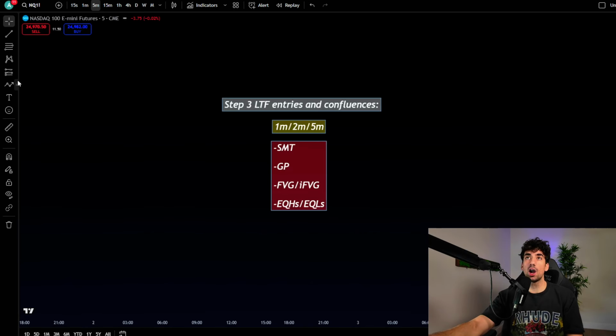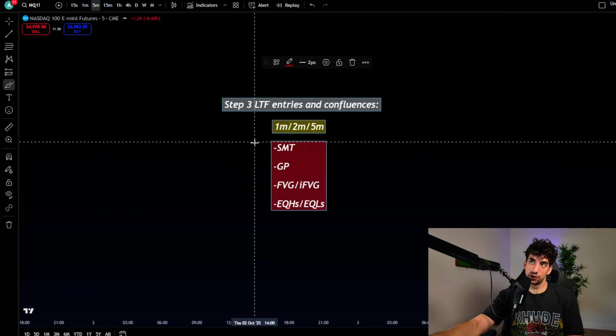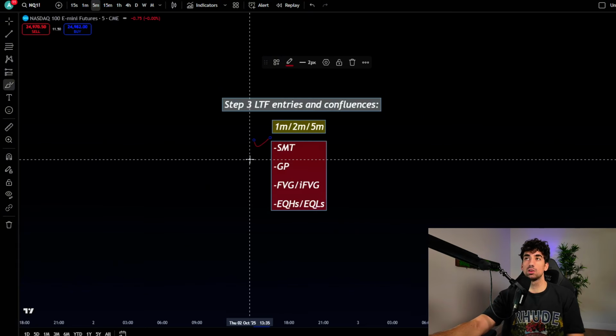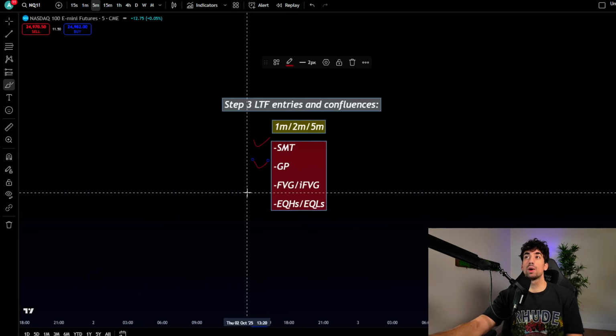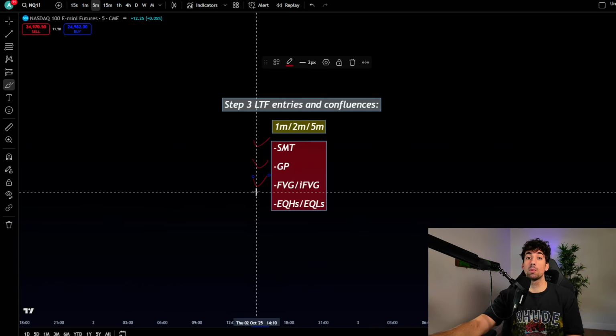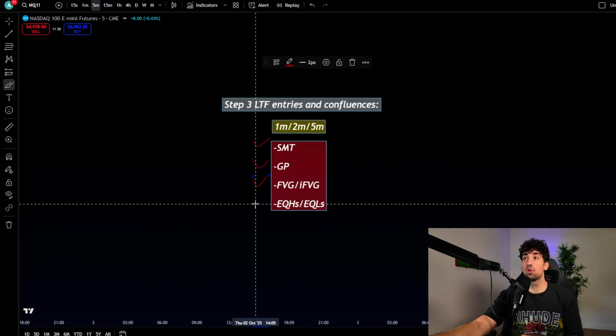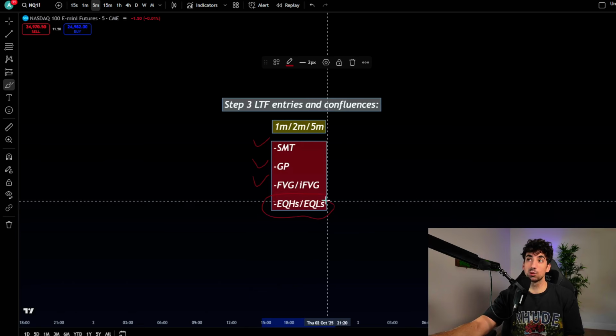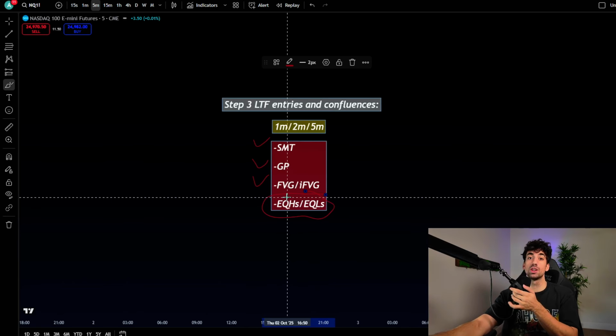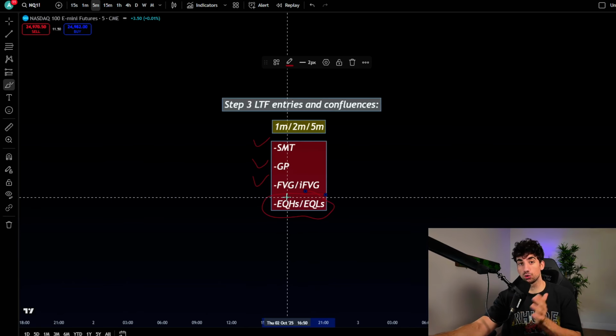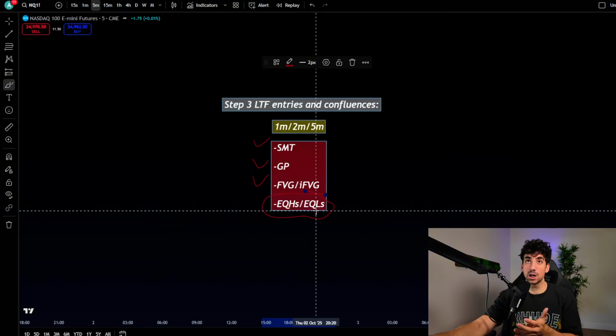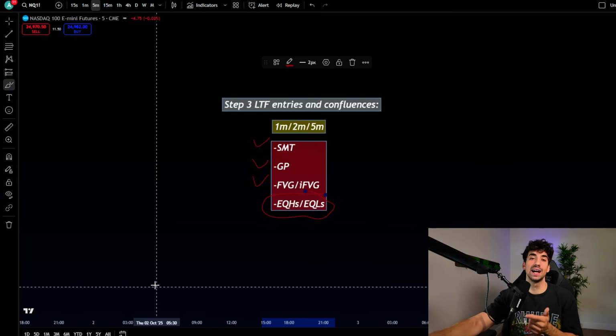Now, our requirements are going to be your first three. You will need to wait for an SMT. You will need to wait for a GP. You will need a fair value gap or an inversion fair value gap of some form. And lastly, equal highs and equal lows would be a bonus, which, if they are there as a potential target, or if we just took them out and we are having a move out of them, tend to be a much higher quality setup. And on a higher quality setup, it means sizing up.